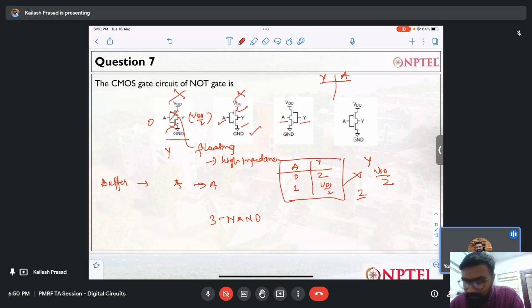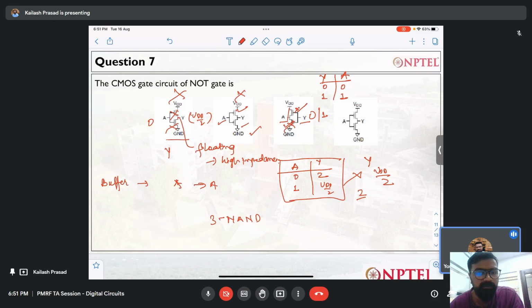Let's see, if you provide Y equal to 0, this will be on, this will be off. You will get some logic which will be near to 0. So if you provide 0 over here, you will get 0. And if you provide 1 over here, this will be on, this will be off, and you will get 1 over here.